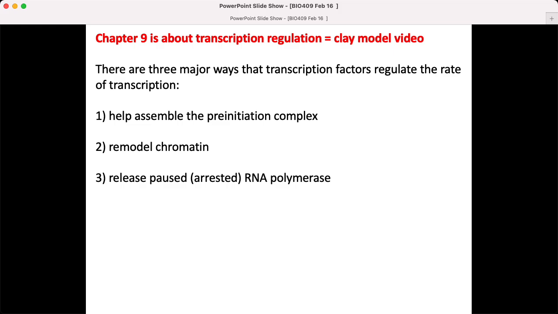So the book talks about this. The book doesn't really express this list because it's just organized differently. But this is a really nice list.